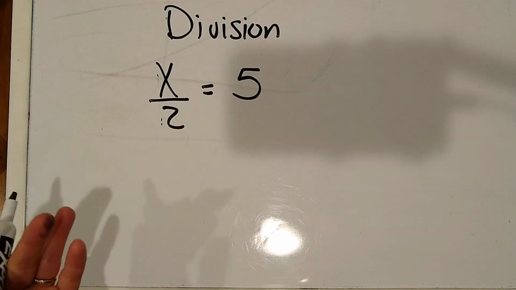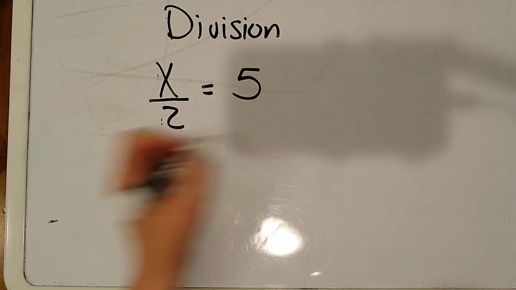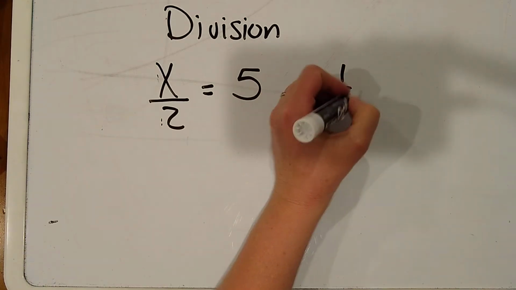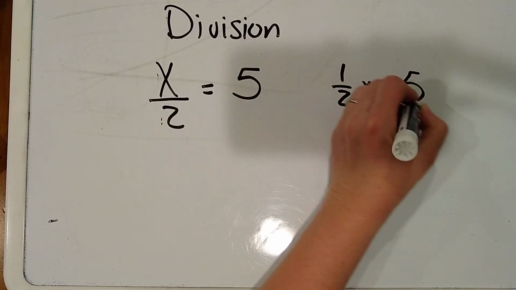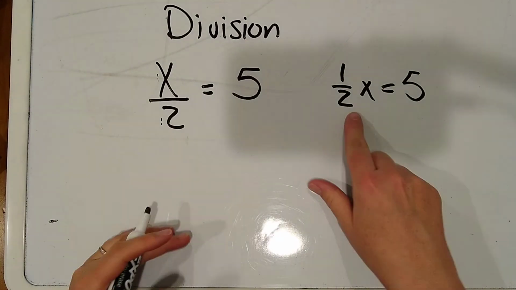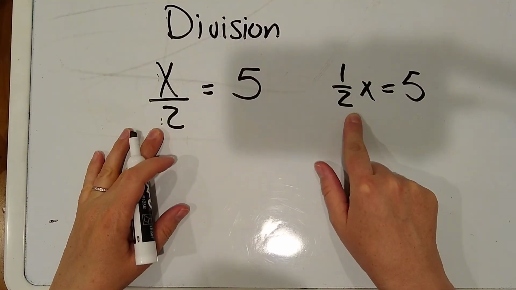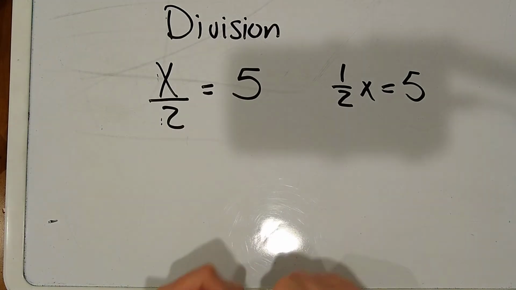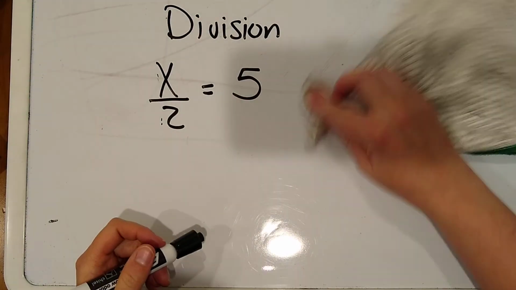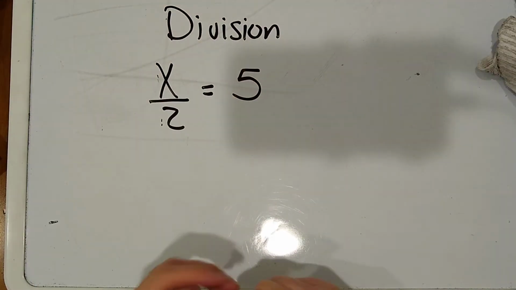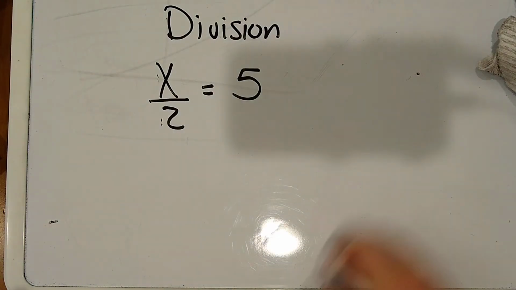Technically, you could write this as a coefficient. You could write it as 1/2 x equals 5, for those of you who have seen this before. These are the same. That's what that means. But for today, in our one-step equations, we're going to look at these as division.